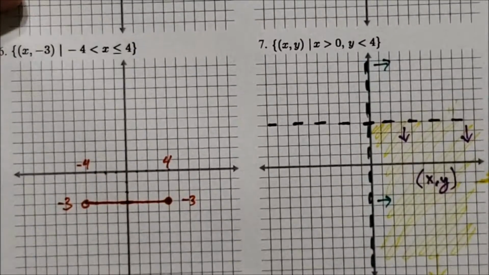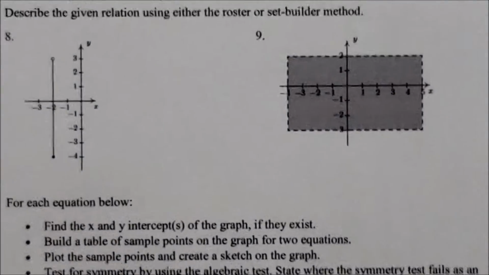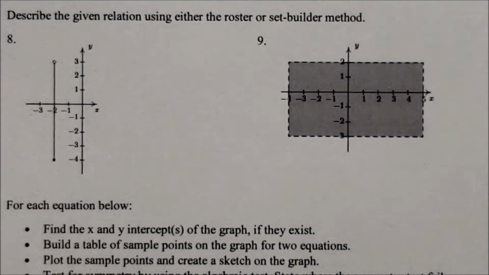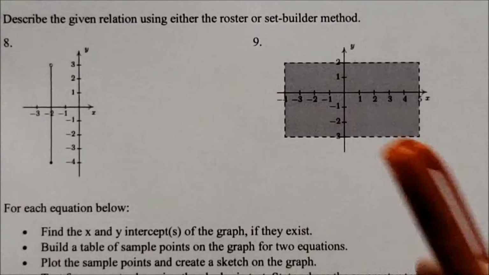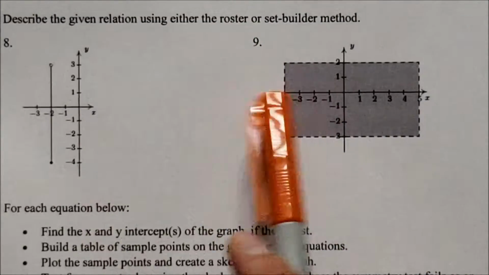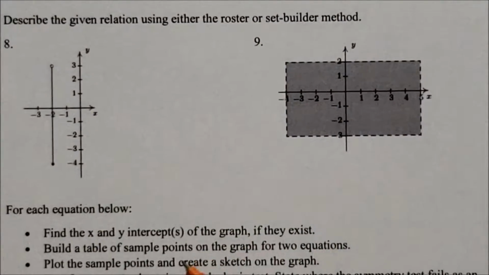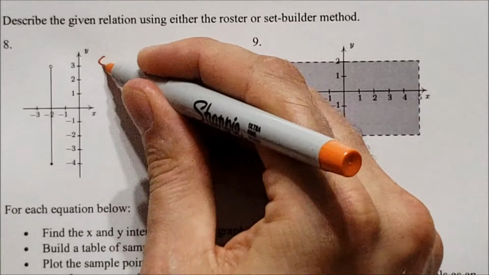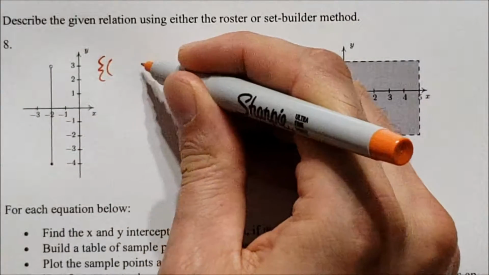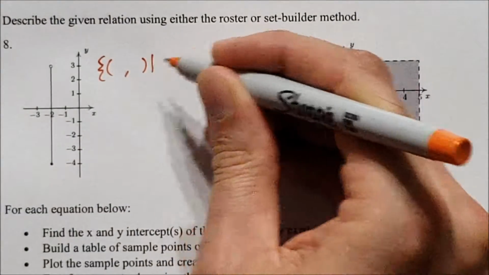We can reverse this process in graphing or describing a relation using roster or set builder method. Now, spoiler, we're not going to use the roster method on these. These are both going to require the set builder. And they are both sets of points, an x and a y.